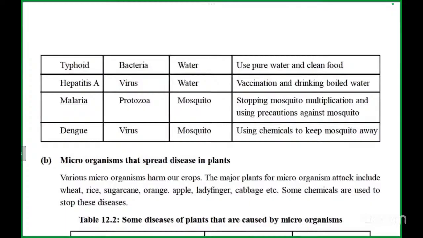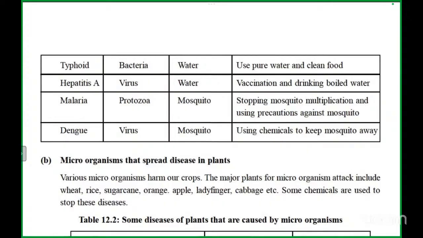Hepatitis A is caused by a virus and spreads through water. The precaution is vaccination and drinking boiled water. Malaria is caused by protozoa from a mosquito.